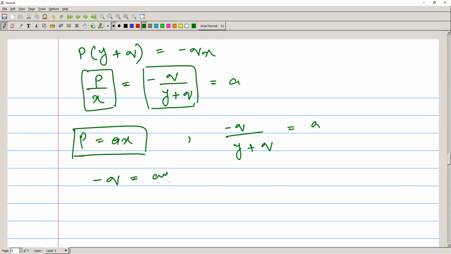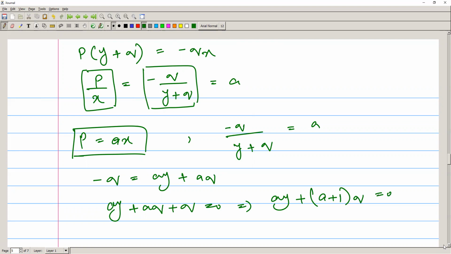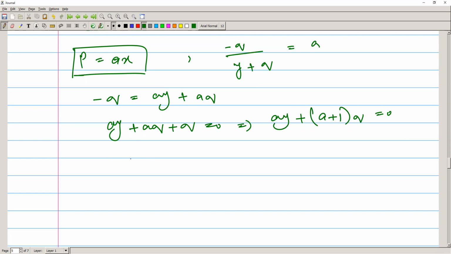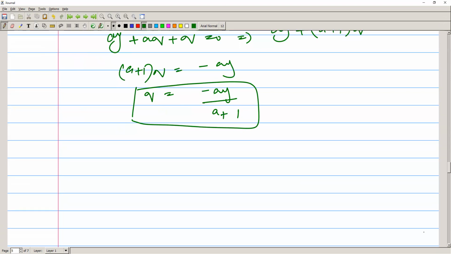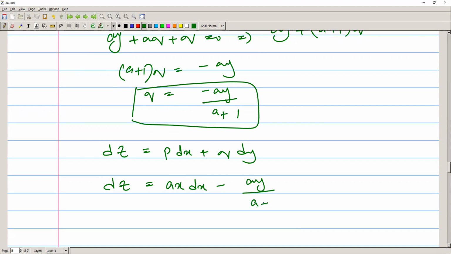So this will be equal to ay plus aq, and we will shift this q to the right hand side. So it will be ay plus aq plus q is equal to zero. This implies that ay plus a plus one times q is equal to zero, right? So we can find q in terms of y very easily. So a plus one times q will be equal to negative ay, then q will be equal to negative ay divided by a plus one, right? So now we can use the auxiliary equation, that is dz equals p dx plus q dy, quite easily. So dz will be equal to ax dx minus ay divided by a plus one dy.